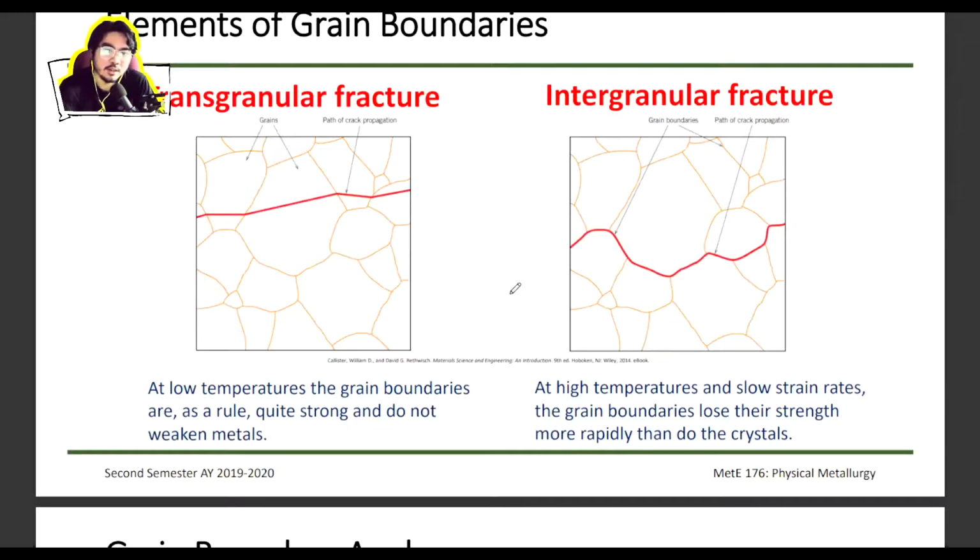One of the few scenarios that exemplifies this is yung tinatawag na transgranular fracture and intergranular fracture, and these are more advanced na types of fracture, no.